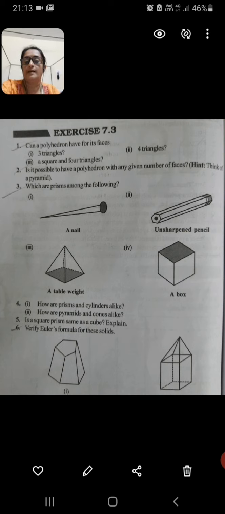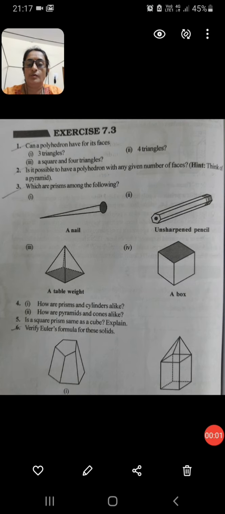The third figure is a table weight. So it has a square and 4 triangles. So it has only 1 vertex. It doesn't have the same congruent polygons at both the sides, at base and top. So it is not called a prism. See the fourth one, that is a box. So it has both the sides at the top and at the bottom the same figures. So congruent polygons are there. So you can call it a prism.